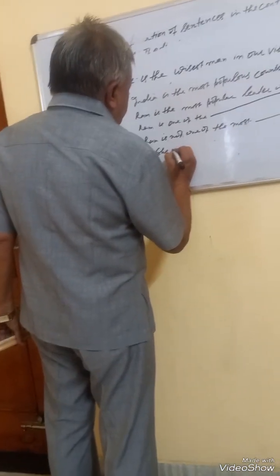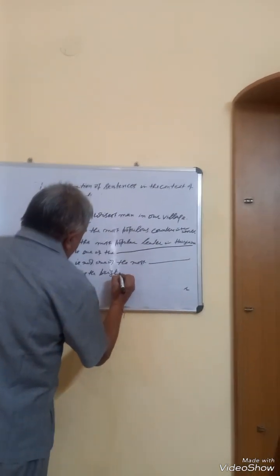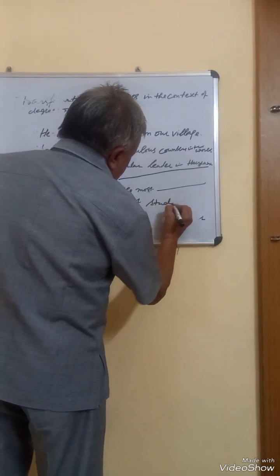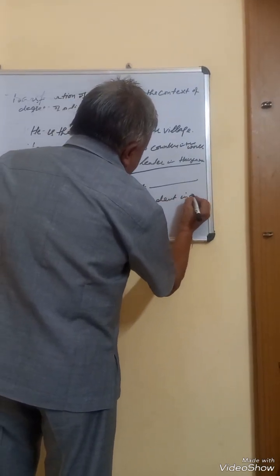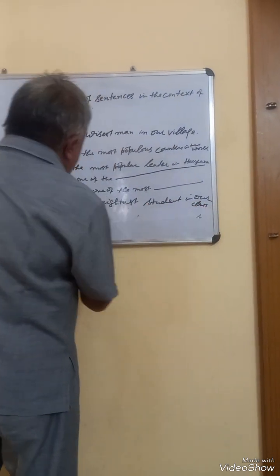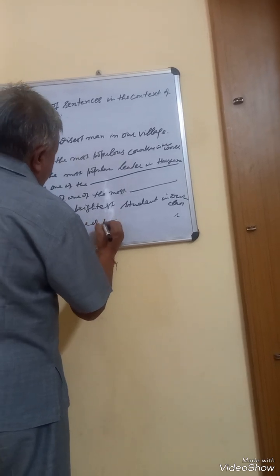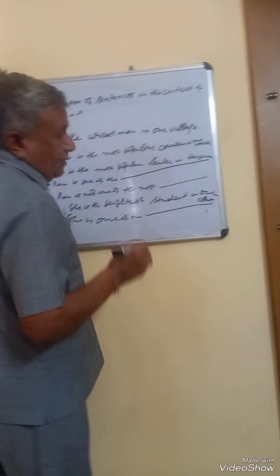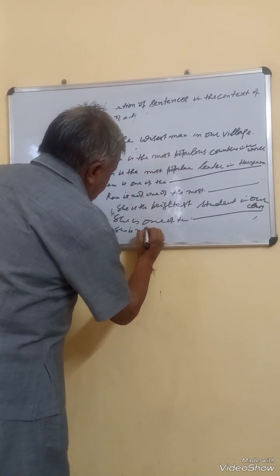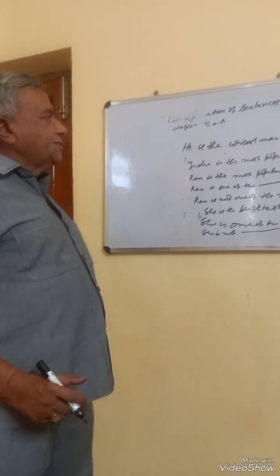She is the brightest student in our class. She is one of the brightest student in our class. She is not one of the brightest student in our class.